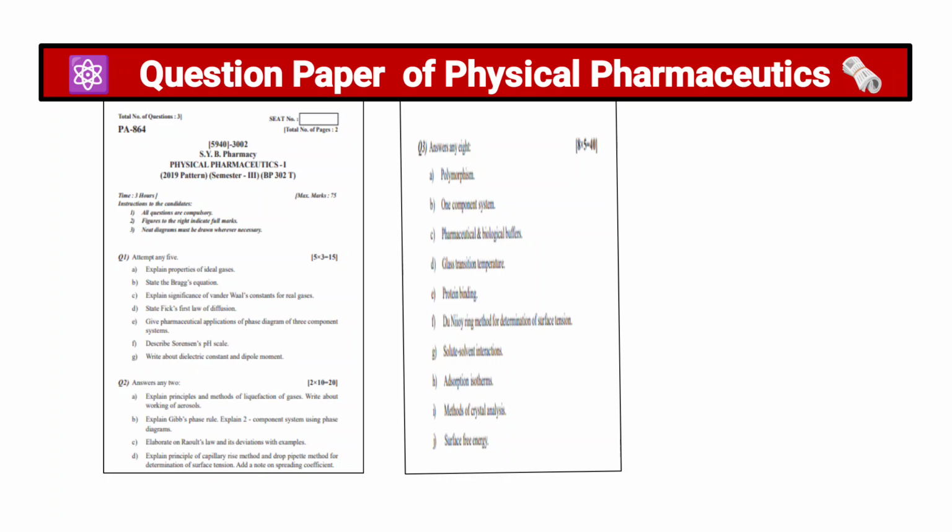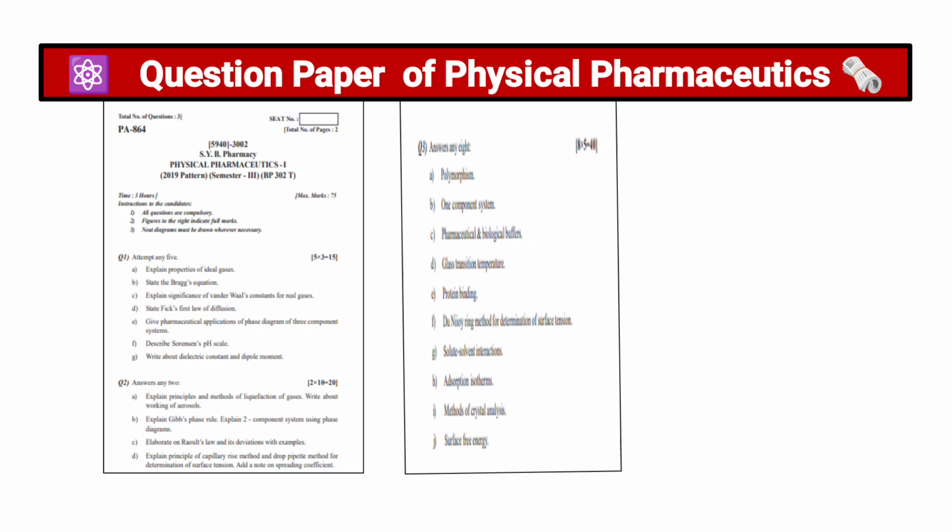Next, second paper: explain properties of ideal gases. State Bragg equation. Explain significance of van der Waals constant for real gases. State Fick's first law of diffusion. Describe Sorensen's pH scale. Write about dielectric constant and dipole moment. Explain principle and method of liquefaction of gases. Write about working of aerosol. Explain Gibbs phase rule.